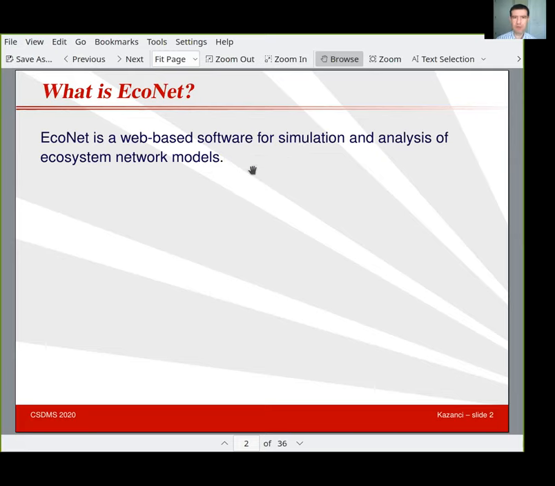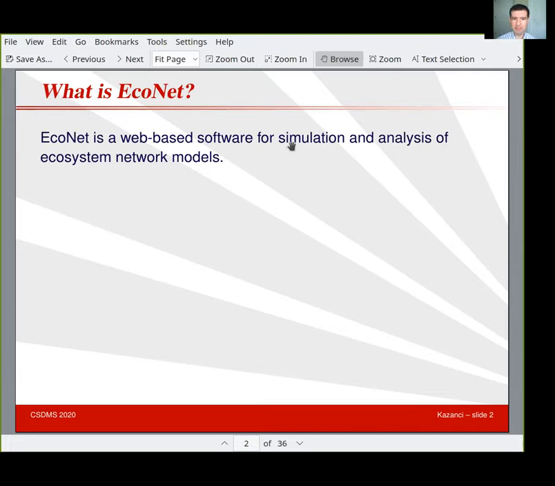So let me repeat myself. I'm going to be talking about Econet with the presentation right now, and then we'll go ahead and demonstrate it, at which point you can also run your own little simulations and ask any questions that you have. And I think we agreed that people would raise hands and we would answer questions based on that. So this is the presentation.